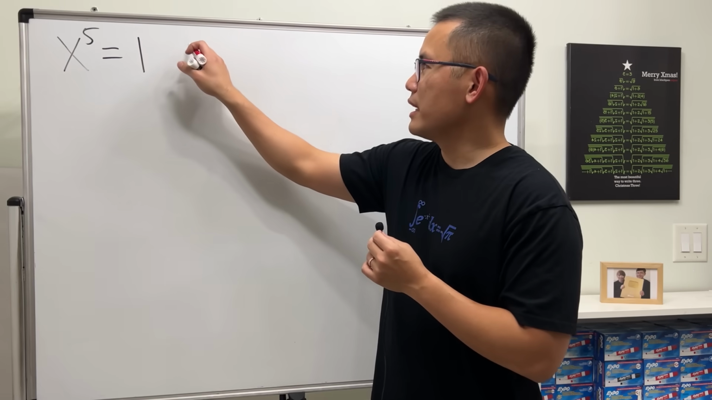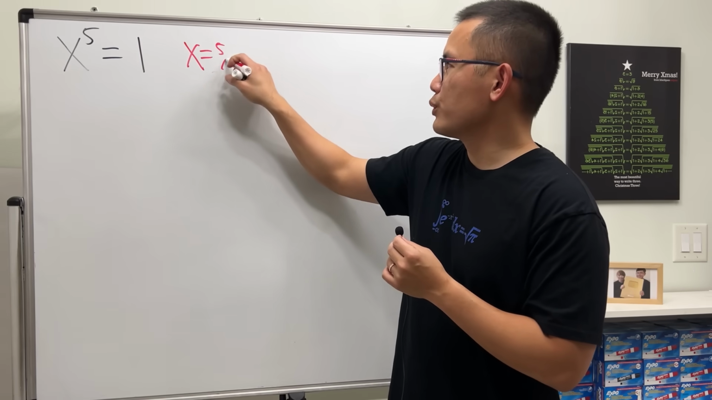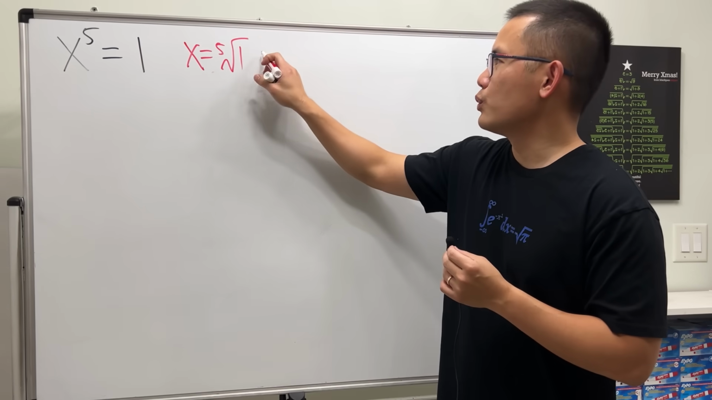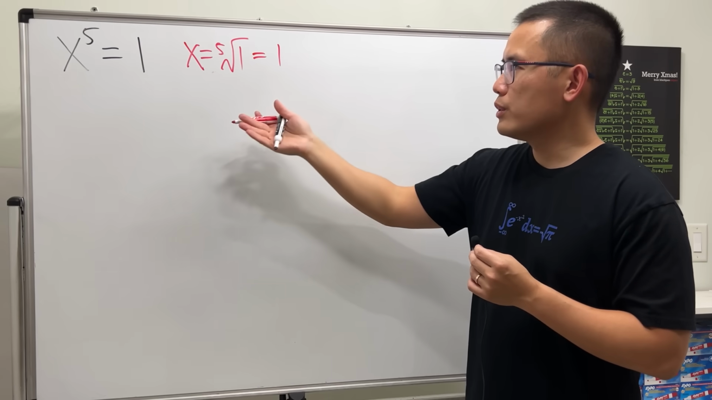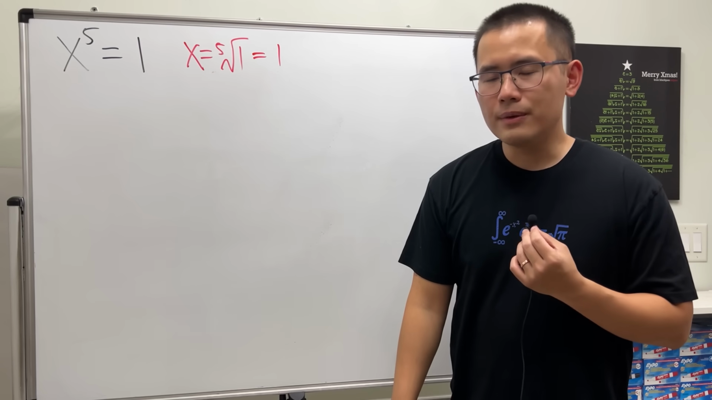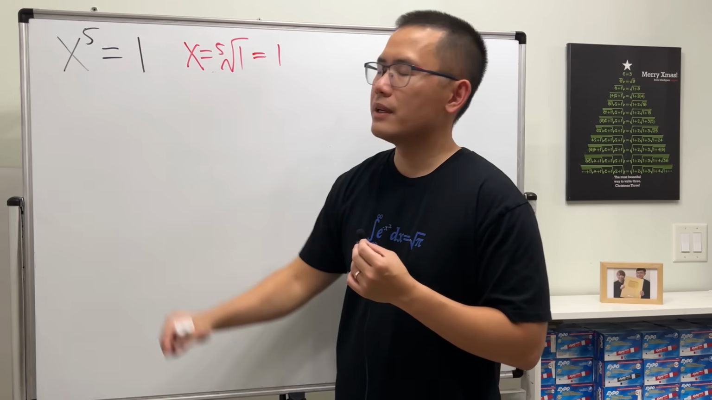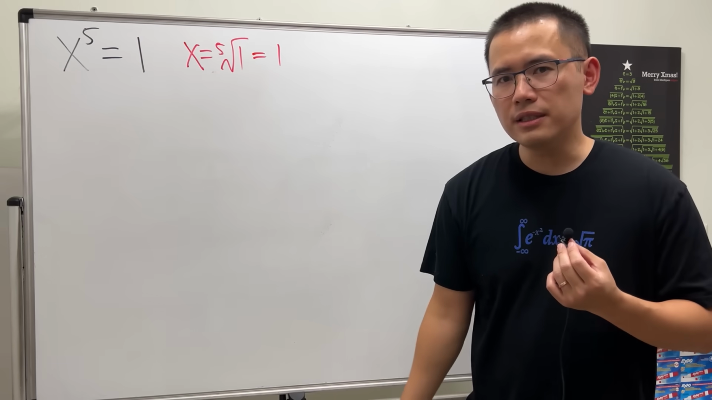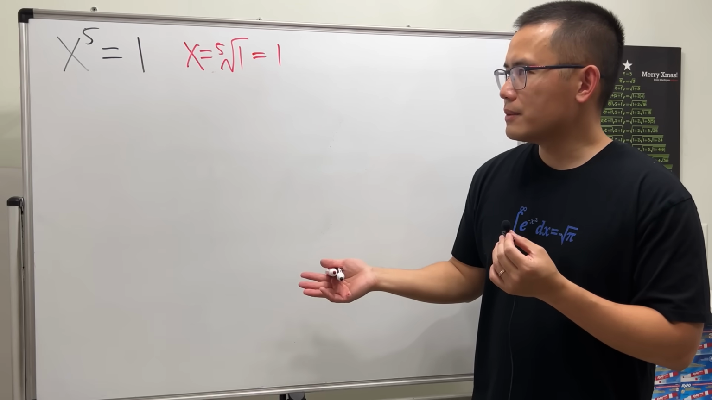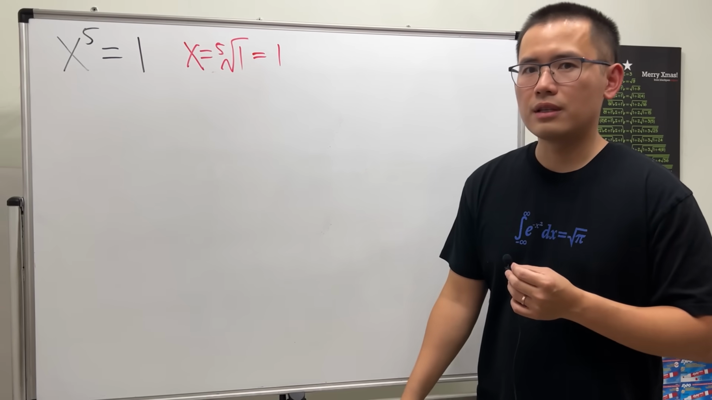Of course, you can just take the fifth root to both sides and say x is equal to the fifth root of 1. But technically, you only end up with positive 1. And that's the only real solution for this. And in fact, by the fundamental theorem of algebra, we should have a total of 5 solutions up to multiplicity. So, in fact, we have 4 other solutions, and they are just the complex solutions. How do we find it out?